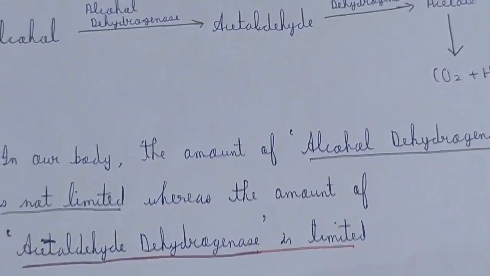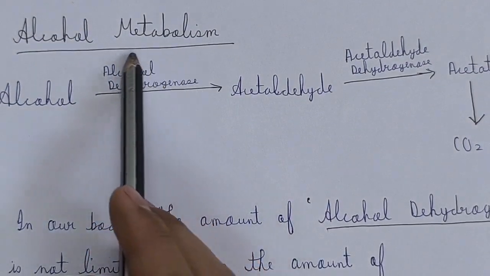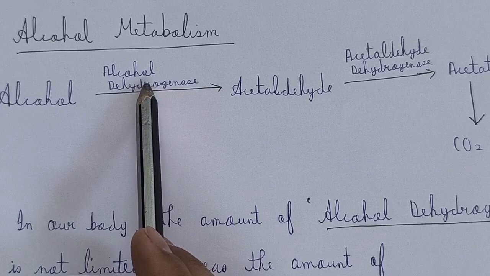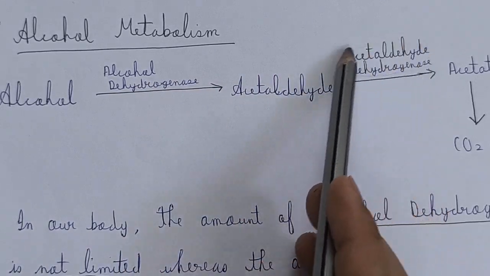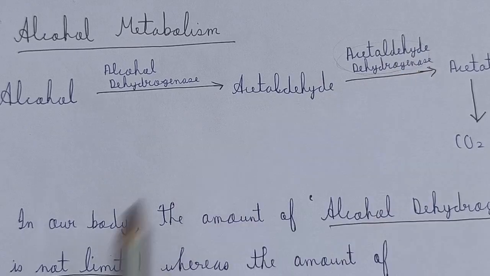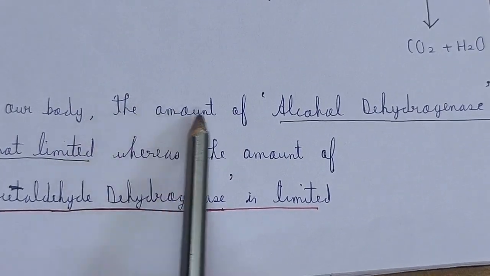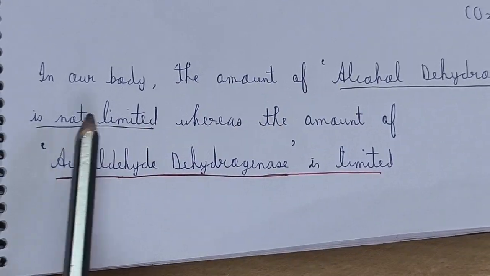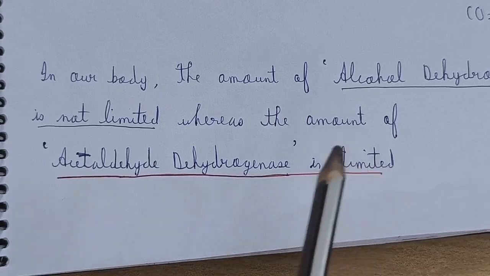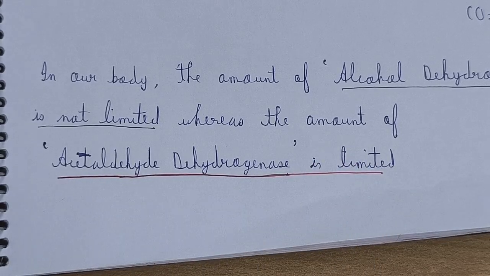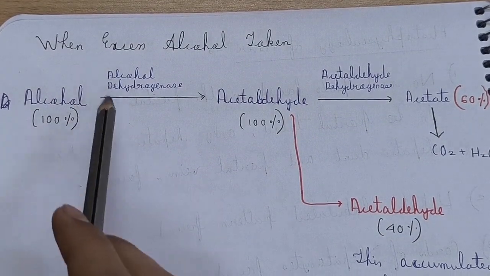Now here, one thing that you should remember is that the amount of alcohol dehydrogenase is not limited in our body, it is abundant, but the amount of the enzyme acetaldehyde dehydrogenase is limited in our body. So that portion I have written: in our body the amount of alcohol dehydrogenase is not limited, whereas the amount of acetaldehyde dehydrogenase is limited. And this is the most basic and important part that you should remember.